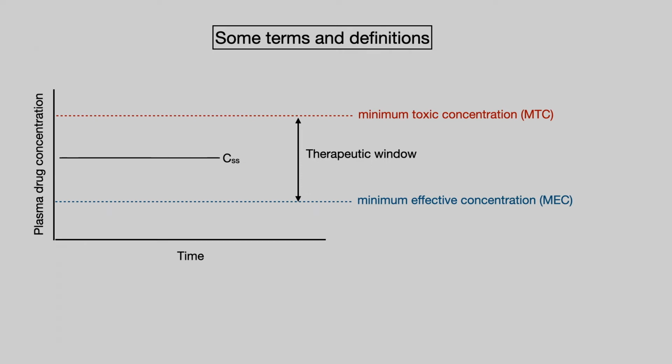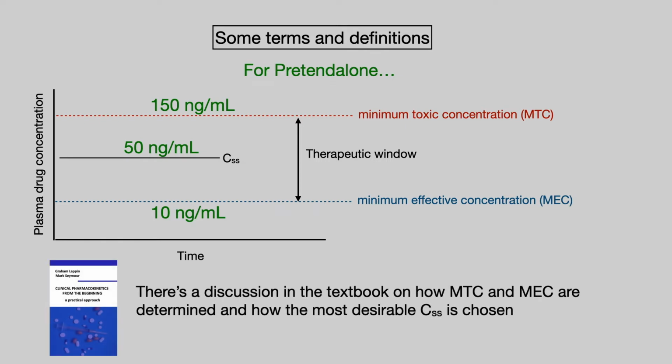We can put some numbers on this for pretendolone. Let's say that the MTC is 150 nanograms per mil and the MEC is 10 nanograms per mil. And we want the steady state concentration to be 50 nanograms per mil. Where have these concentrations come from? Have I just pulled them out the air? Well, in some ways I have just pulled them out the air, but there is a logic behind them. We're not going to cover that here. If you want to know more about how the MTC, MEC and steady state concentrations are chosen, there is a discussion in the textbook, and I'll leave it to that.